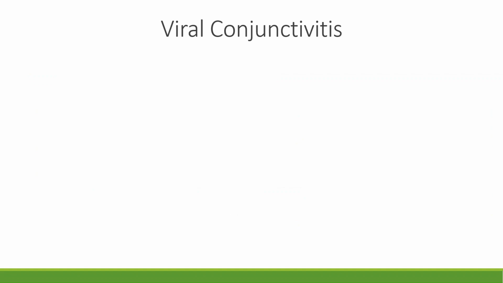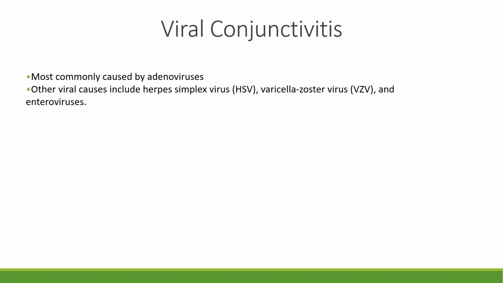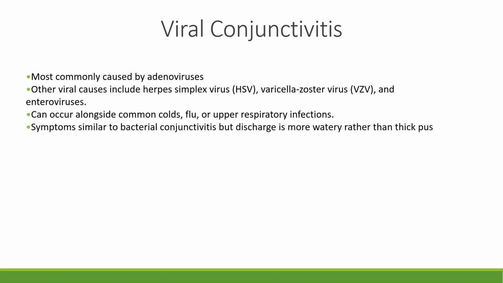The other one is viral conjunctivitis. And as you can imagine, this is caused by viruses, most commonly viruses within the adenovirus family. There are other viral causes. This might include HSV or VZV and some enteroviruses. And it can occur alongside common colds, the flu, or upper respiratory infections. The symptoms are very similar to bacterial conjunctivitis. However, again, that discharge, it's not turbid looking in appearance, not like a pus-like appearance. It's rather just watery in appearance. And the symptoms for viral conjunctivitis usually resolve themselves in just 1 to 2 weeks.